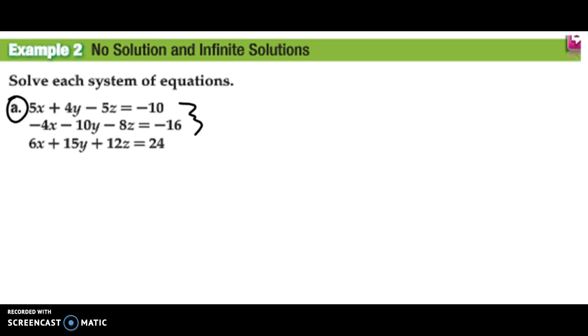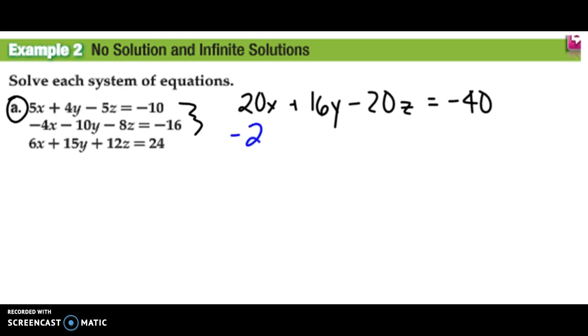Well, if I look at those two right there, probably the easiest one to eliminate is by multiplying the top by one number and the bottom by another. And so I'm just gonna look at the x's. And I'm gonna say, okay, I'll multiply the whole top by 4. So I get 20x plus 16y minus 20z is equal to negative 40. And I look at the bottom one and I'm gonna multiply that one by 5. And so I get negative 20x minus 50y, and then I get minus 40z is equal to 5 times 16 is going to be negative 80.